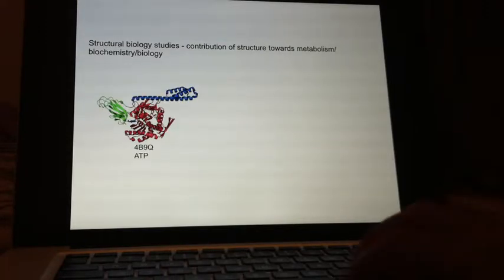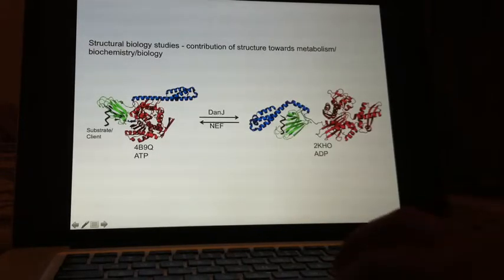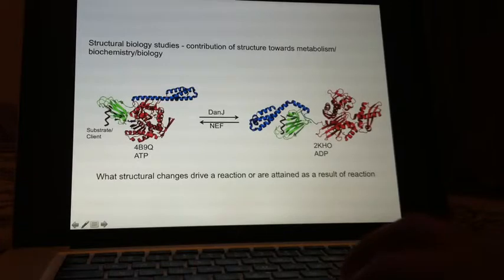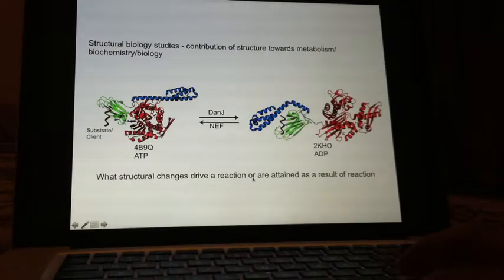For example, again, I want to show you here DnaK arrangement of its domains in the three-dimensional space. Now, if a substrate comes in and binds to this molecule, you see its molecular structure changes to a large extent. Its lid domain moves around 90 degrees and clamps on the substrate binding domain. Now, structural biology tells us about what structural changes drive a reaction, or what structures are attained as a result of a certain biological reaction.